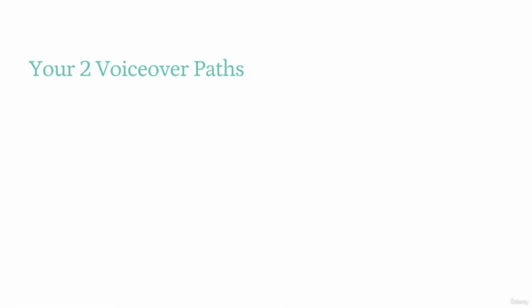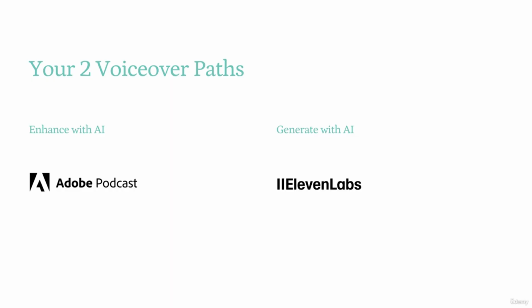So now you have two voiceover paths. Number one, record plus enhance. Use your laptop mic to record your own audio and use Adobe Podcast to clean it up and sound like a studio. And number two, generate with AI. Write your lesson scripts, use ChatGPT for that, and use 11 Labs to turn it into a natural sounding studio quality voiceover.